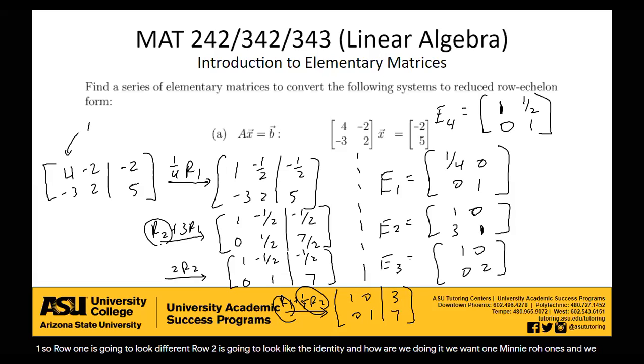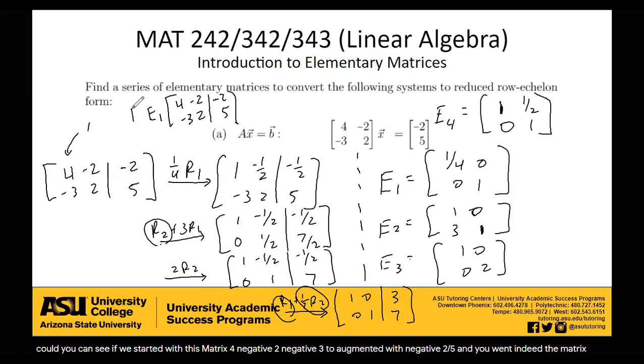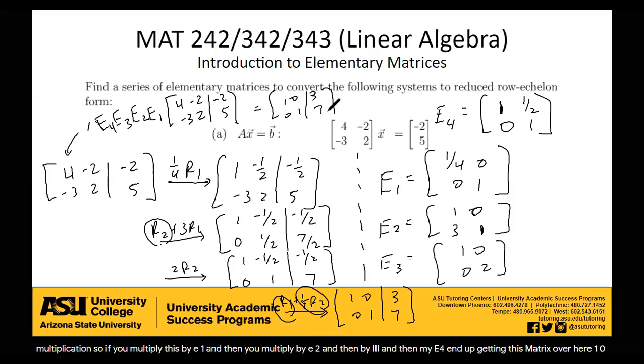So these are our elementary matrices. And if you really want to verify, you could see if we started with this matrix 4, -2, -3, 2, augmented with -2, 5, and you did the matrix multiplication. If you multiplied this by E1, and then by E2, and then by E3, and then by E4, you would end up getting this matrix over here, 1, 0, 0, 1, augmented with 3, 7. So there's a way you can check your work.